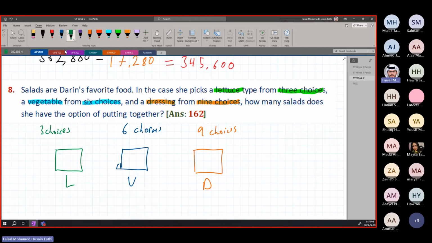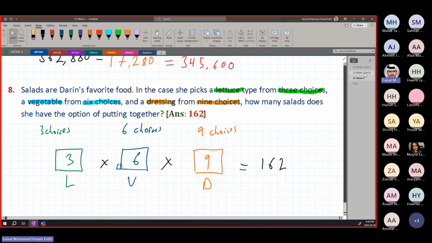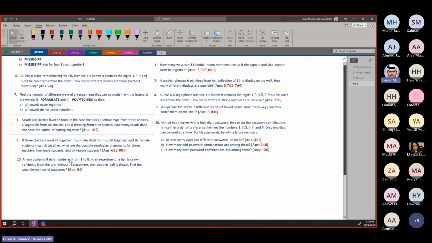Very simple. We have 3 different lettuces she can choose from, 6 vegetables she can choose from, and sauces or dressings she can choose from. And then you just multiply them. 3 times 6 times 9 is simply going to be 162 different choices. All right, very straightforward, very simple, very easy. We did this multiple times already.